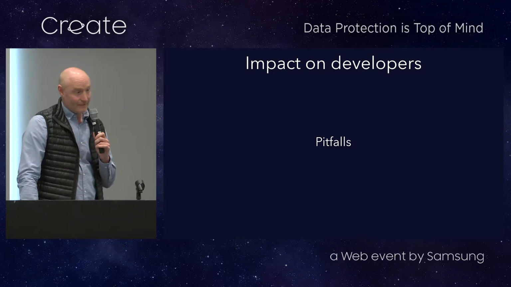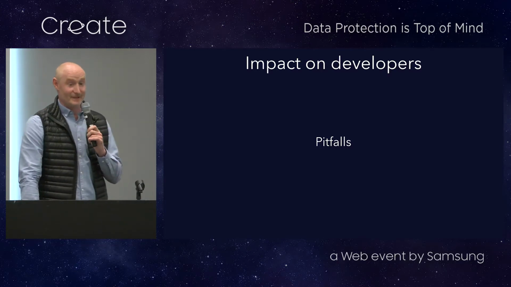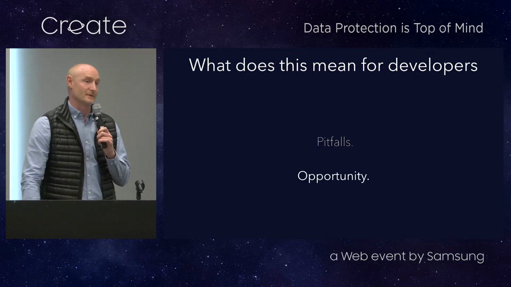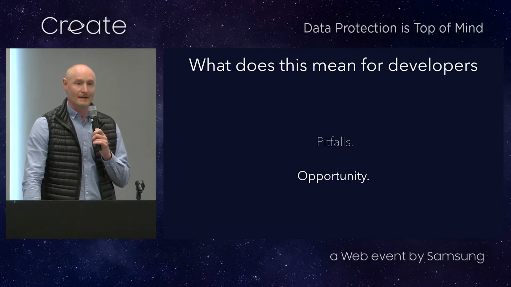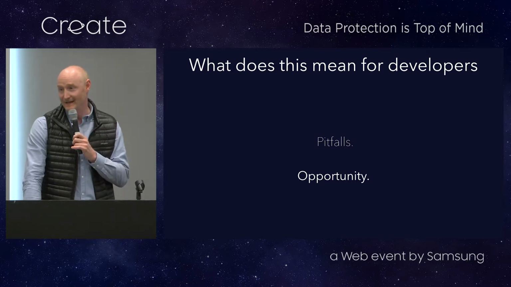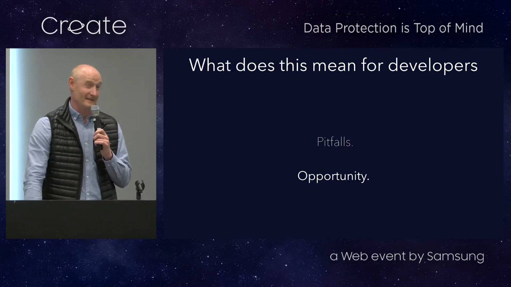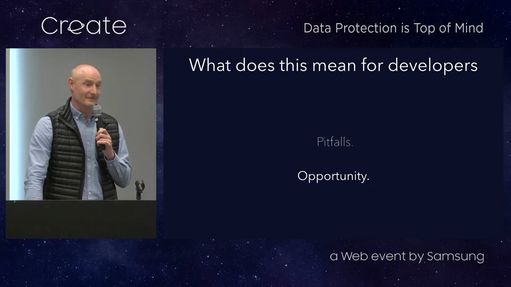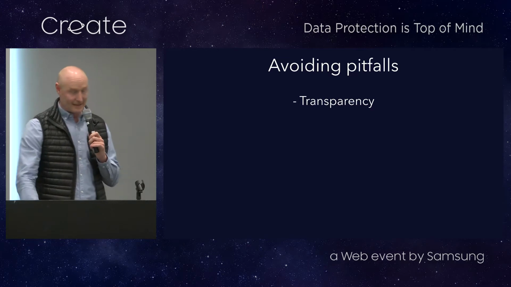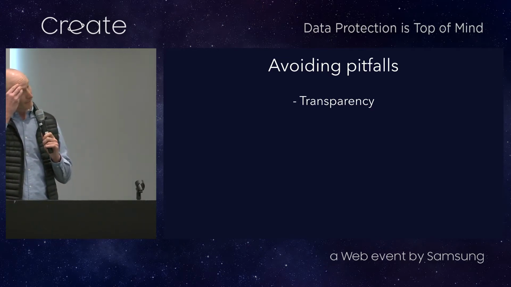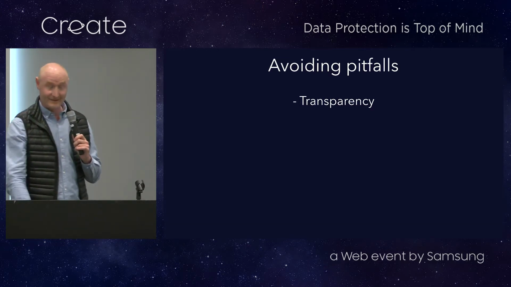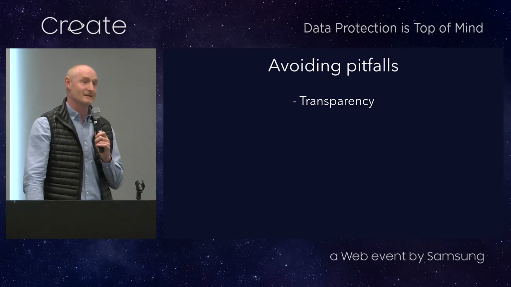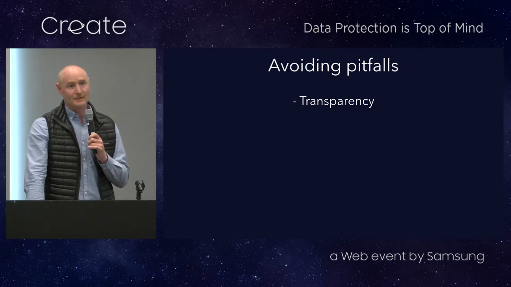The impact on developers, I think, is there's going to be a lot of pitfalls, and there's also going to be huge opportunities because things are changing, and a lot of business models are going to be disrupted, and a lot of opportunities are going to exist. So I'm going to try not to be too trite about this, but for avoiding pitfalls, the key guiding principles are transparency. Be straight up with your users about what information you're collecting.